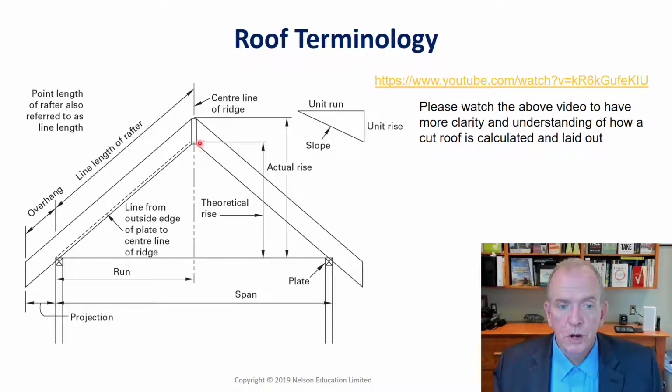And this is what we would call a common rafter. A common rafter goes from outside of wall, right, to center of ridge. So it goes from the outside of wall to the center of ridge, from the plate to the center of the ridge, and it's going at 90 degrees from the outside wall. So it's basically perpendicular to the wall.